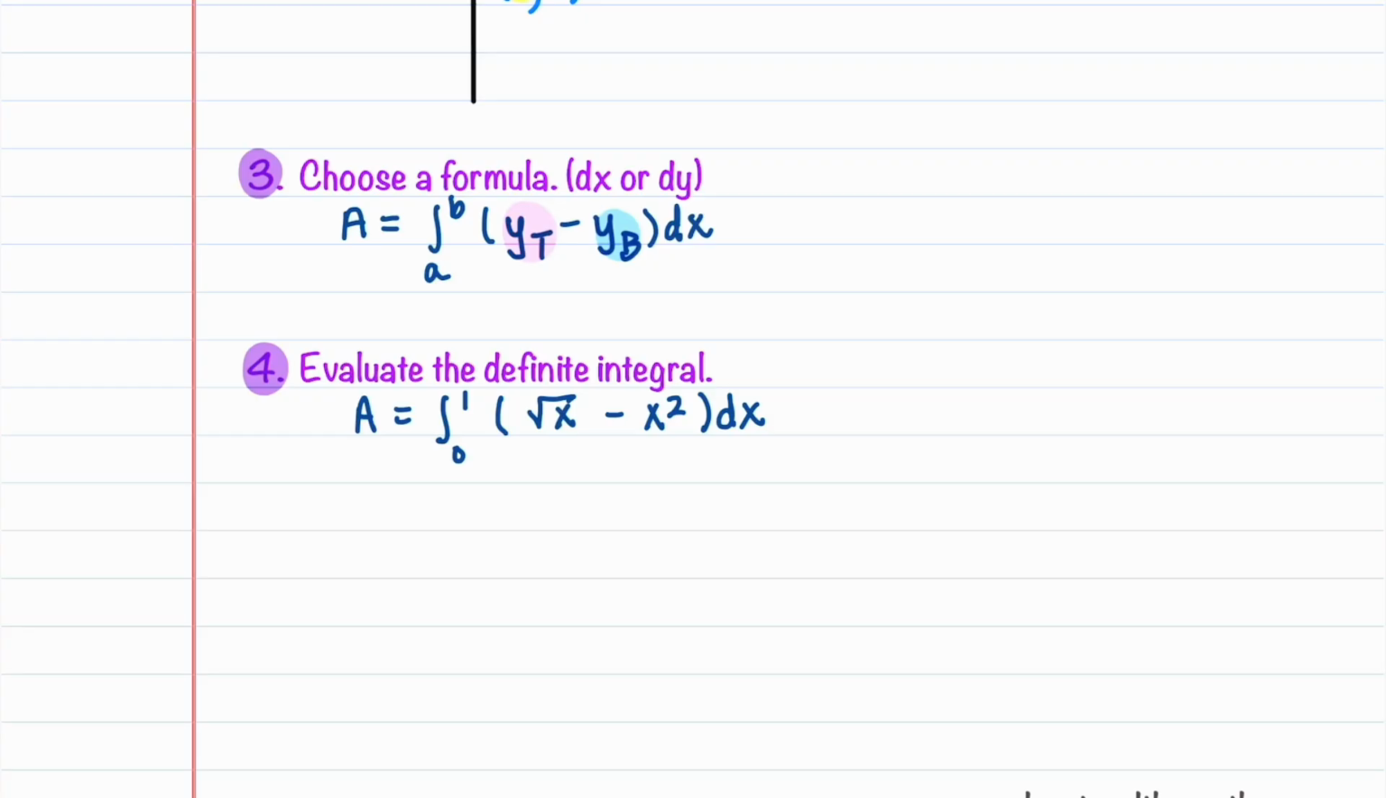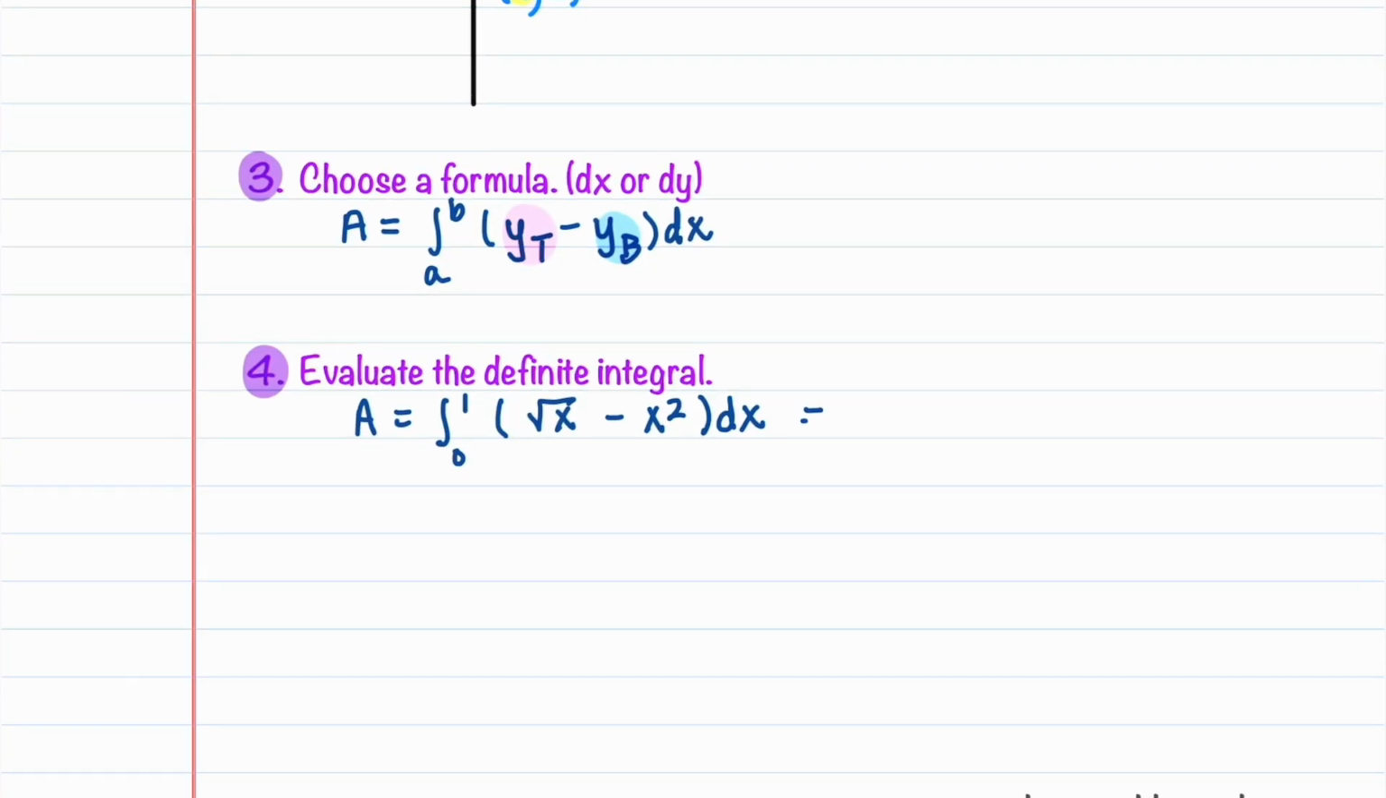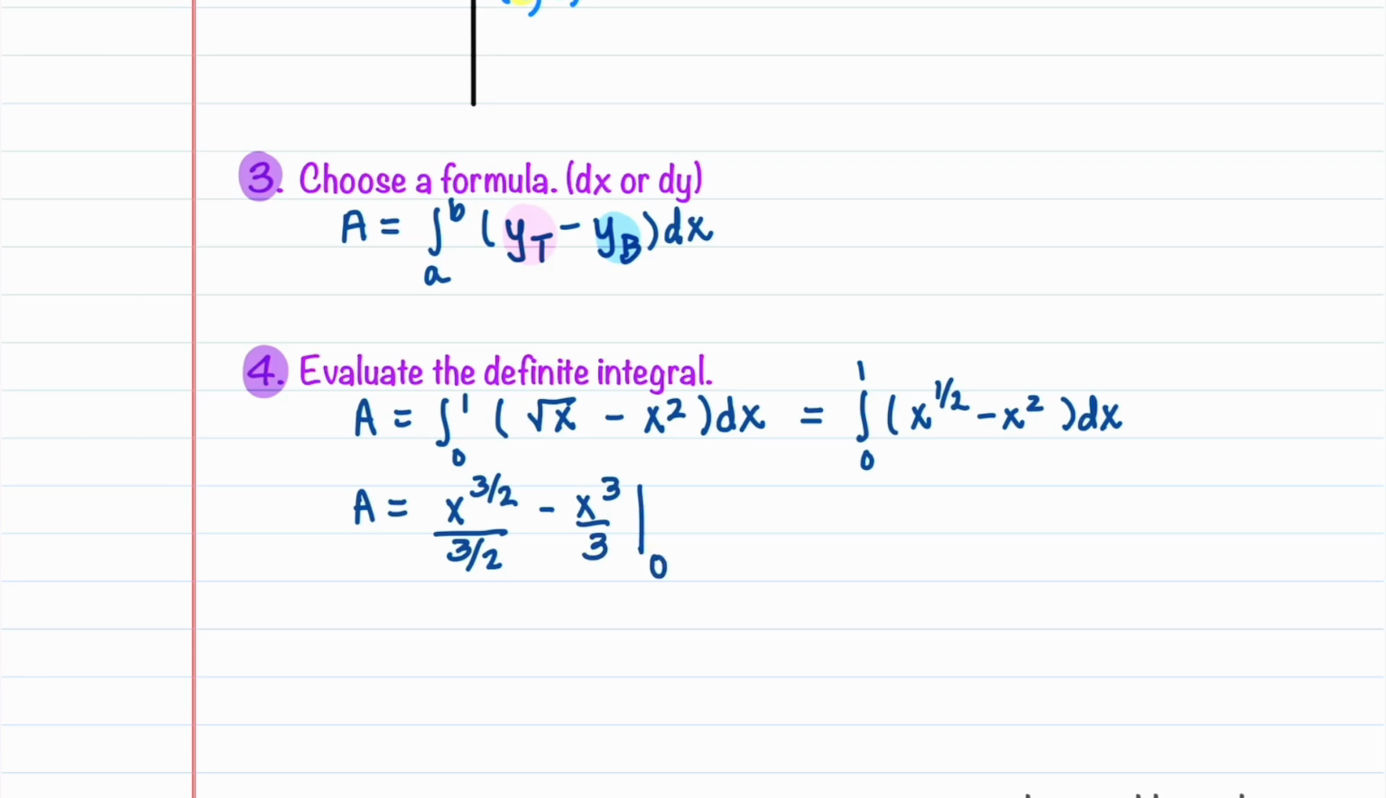And if that ever happens, just know that you just go back up and switch the curves. Let's go ahead and write this as the integral from 0 to 1 of x to the 1/2 minus x squared times dx. Our integral is then x to the 3/2, all divided by 3/2, minus x cubed divided by 3, and we're evaluating that between 0 and 1.